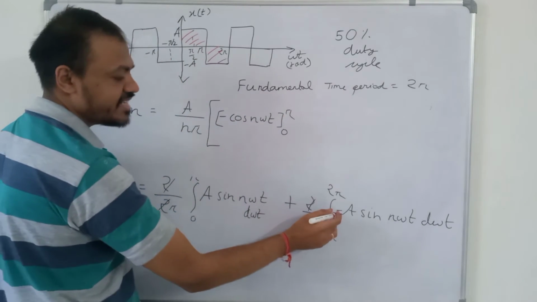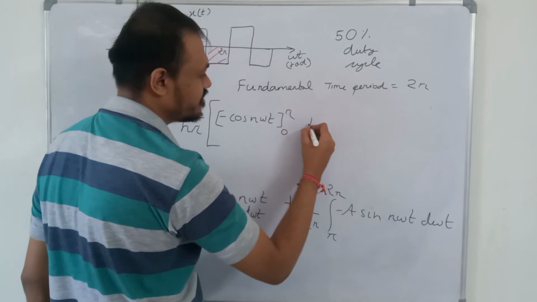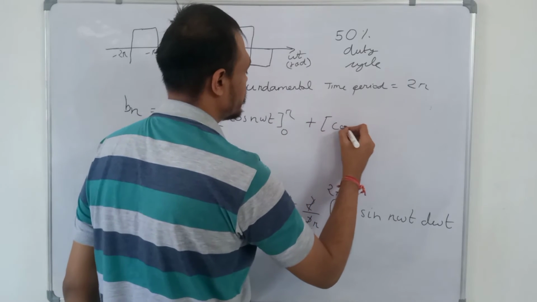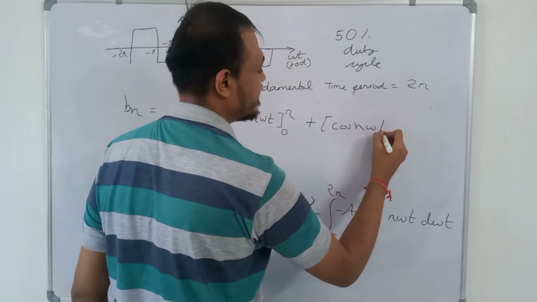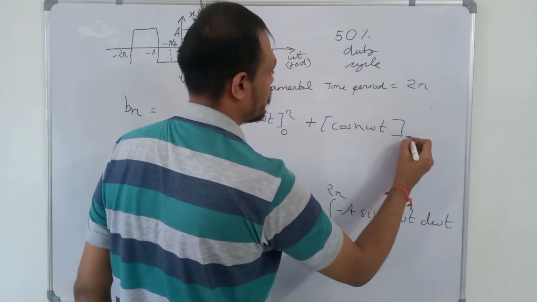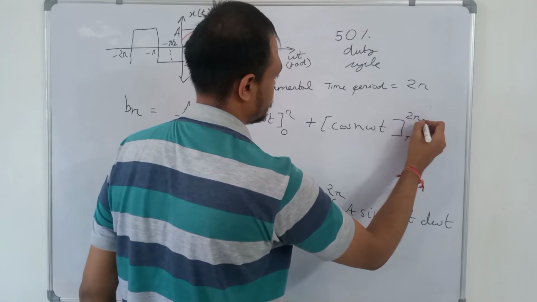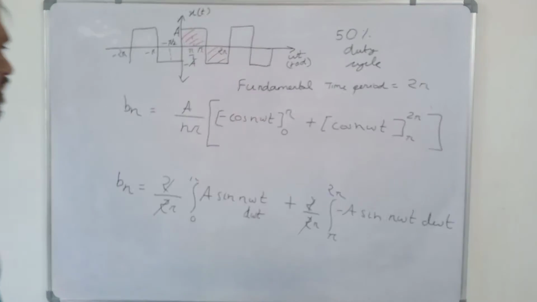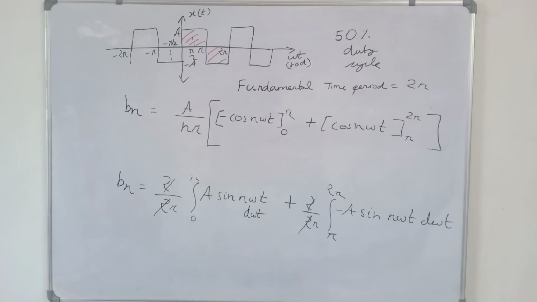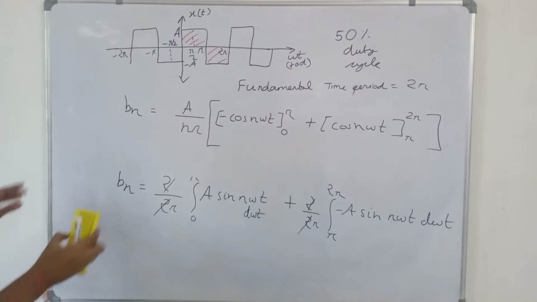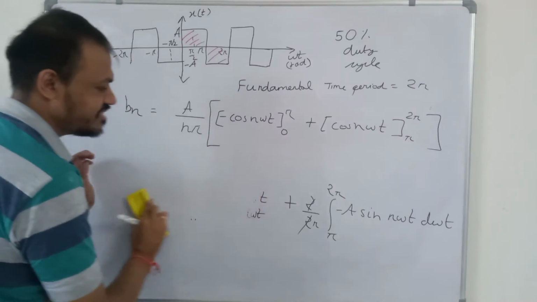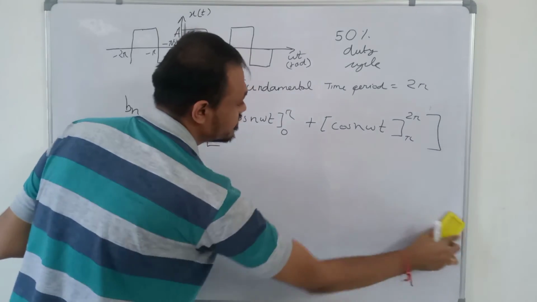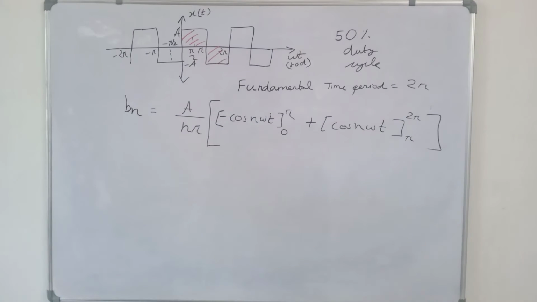and minus is already there, and integration of sine is minus, so it will be plus. So plus cos of n omega t from pi to 2 pi. So this will be the integration. So cos of pi is 1, cos of pi value is 1.